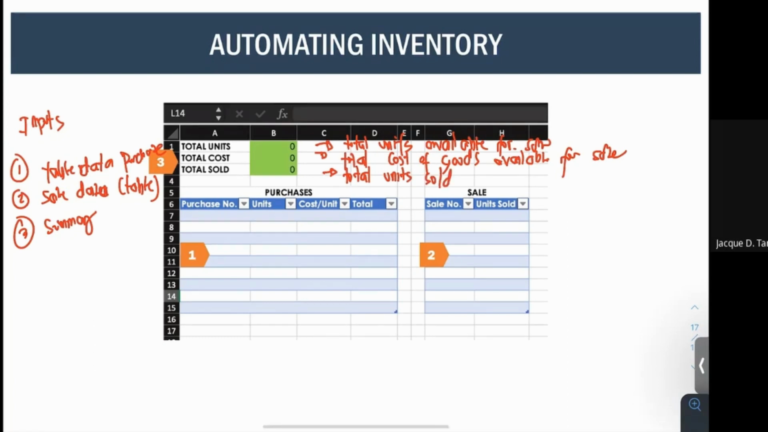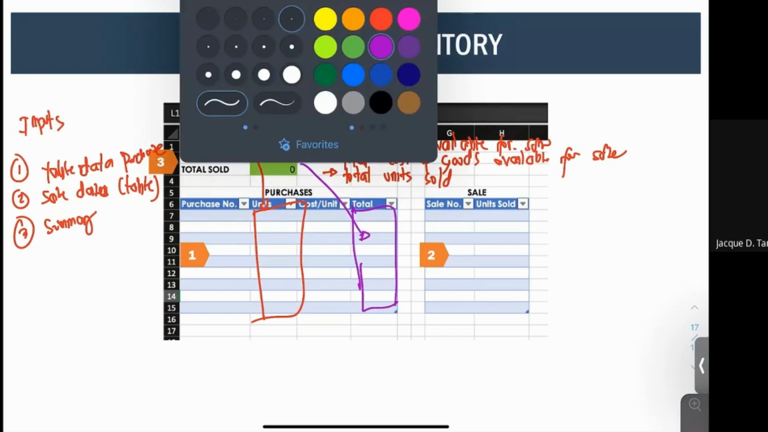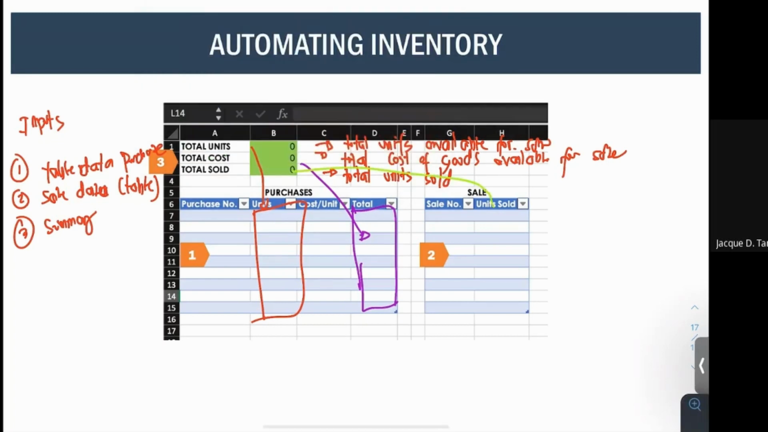Okay. So your total units, of course, is the sum of your total units purchased. Next, we have your total cost. That is your total cost of goods available for sale. And lastly, we have your total sold. That is your total sold units. So it will come from those items.